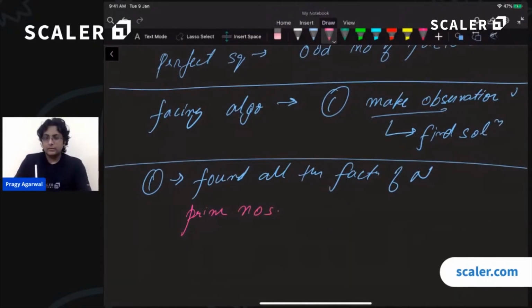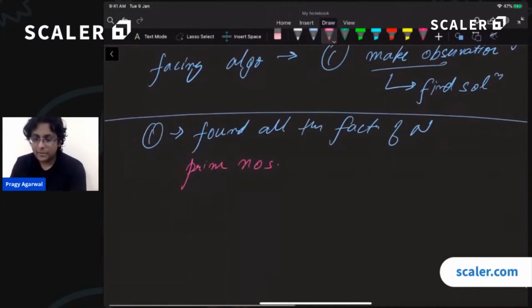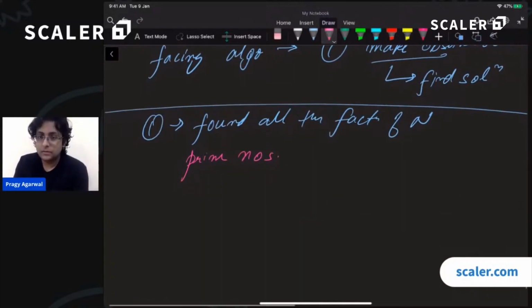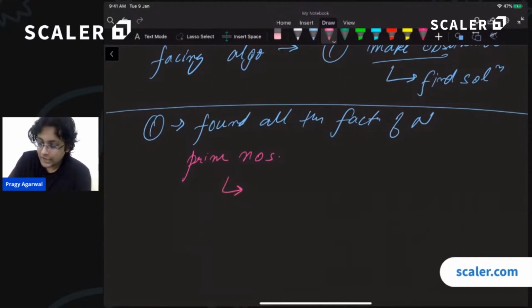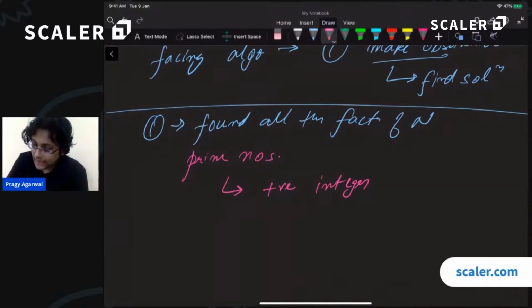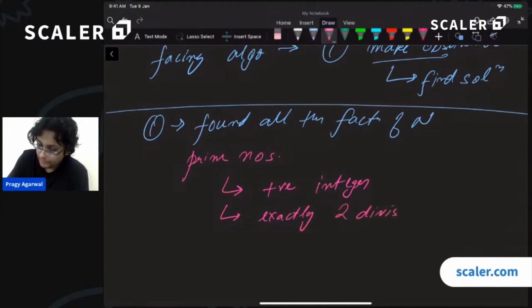So first of all, can someone quickly tell me what a prime number is? What is the definition of a prime number? A prime number, first of all, has to be positive and it has to be an integer. Right? It has to be a positive integer. Secondly, it must have exactly 2 divisors. Right? It must have exactly 2 divisors.